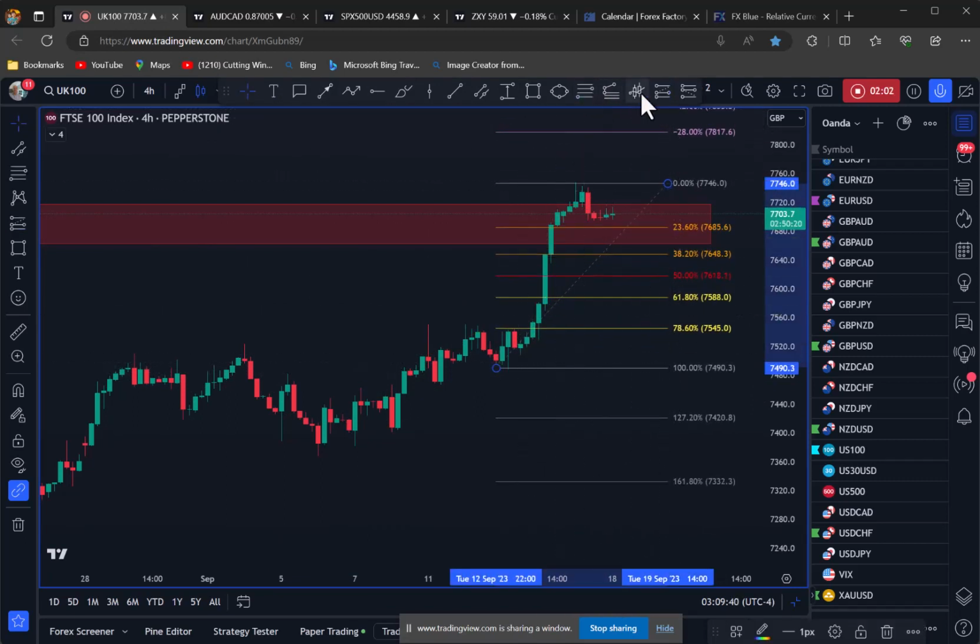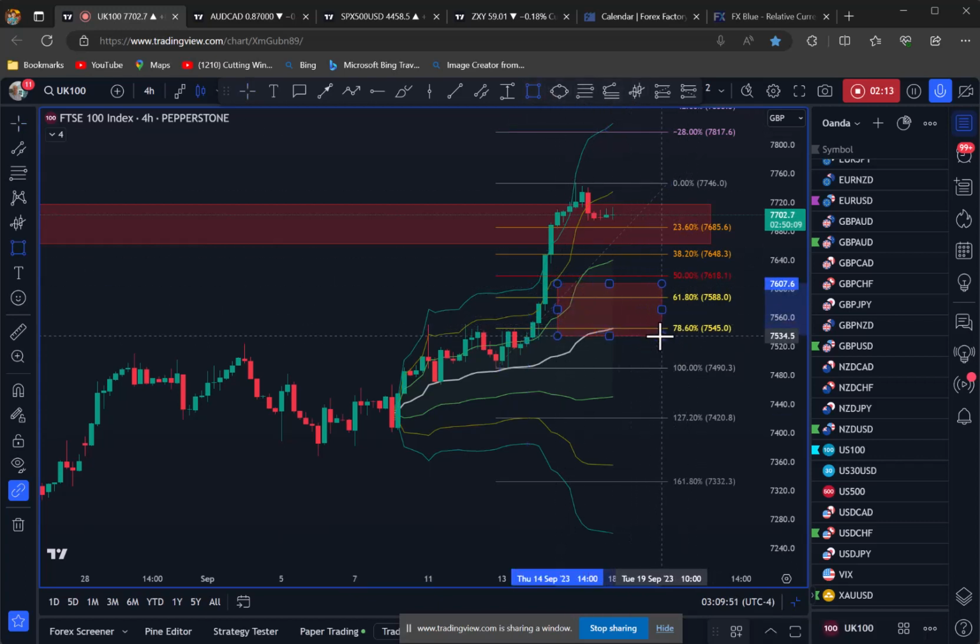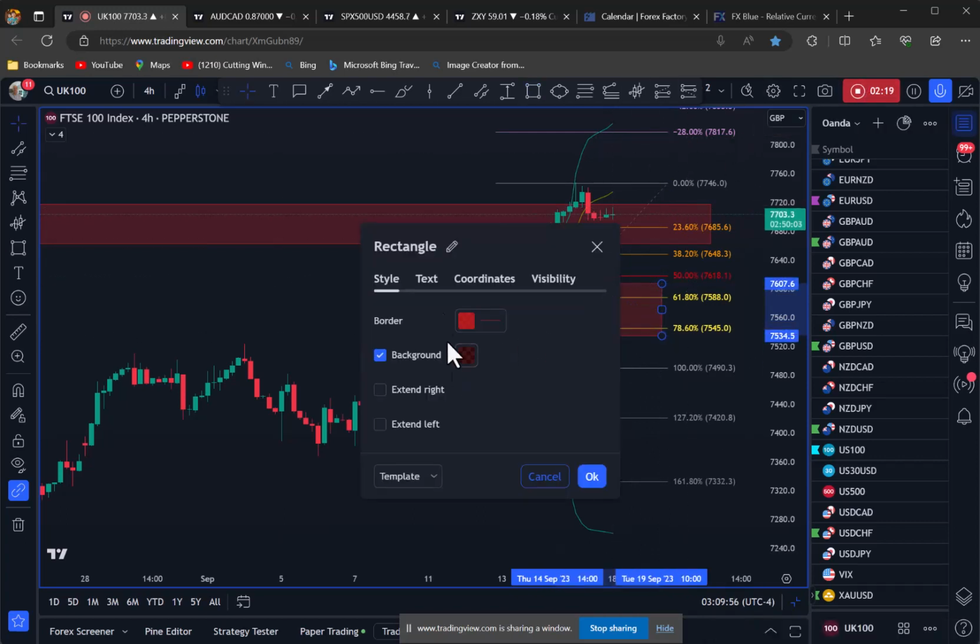We get that. In fact, I love this actually. There it is. Look, see that? That white line comes into play down here, but this is going to be, for me, an entry. That will be my buy zone back down in here. So we'll just set that up as a buy zone.